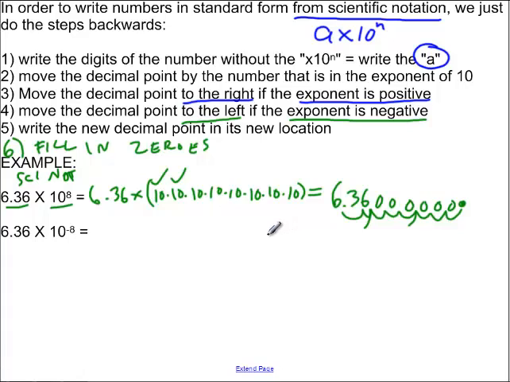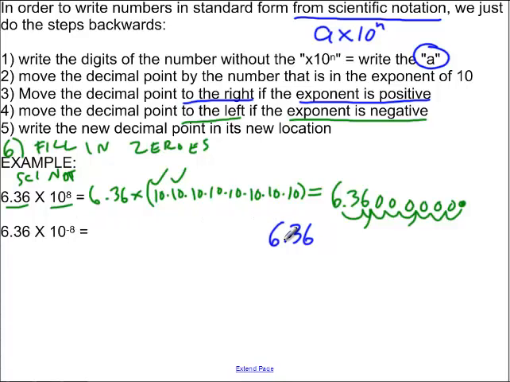So I'm going to start over here with my 6.36, because my first step is to write the digits of that scientific notation number, just the A. So this is 6.36. And then we've got to move the decimal point by the number that's in the exponent. My exponent here is negative 8.